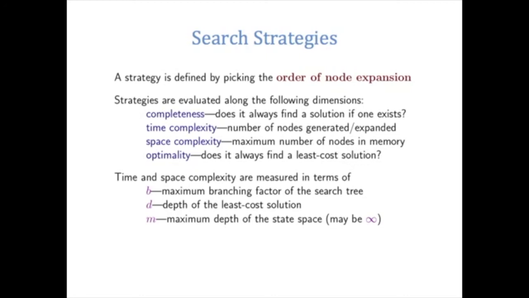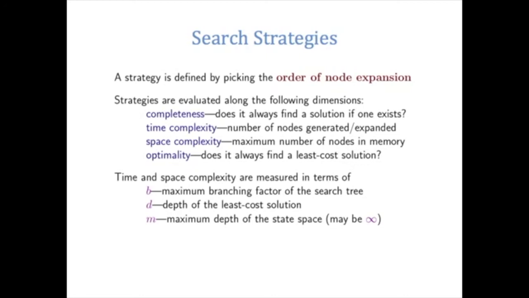That is, there might be more than one solution, just like there are multiple ways to go to Bucharest, but we want to find the way to Bucharest that has the shortest distance. So time and space complexity are measured in terms of B, which is the maximum branching factor of the search tree. That is, if you imagine any particular state, you count the number of arrows coming out that take you to new states. How many possible actions are there that take you to new states? That's B, the maximum branching factor.